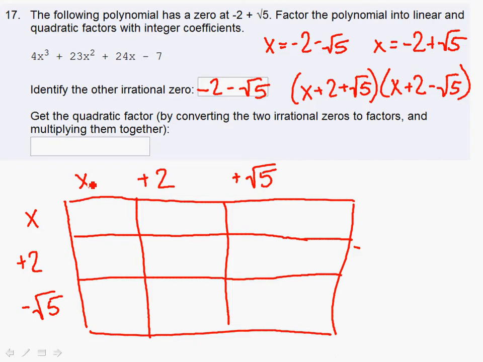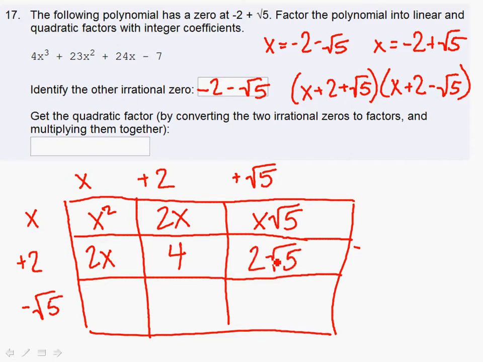my beautiful box. So x times x would be x squared. 2 times x would be 2x. And this would be x times the square root of 5. Next one we have 2 times x is 2x. 2 times 2 is 4. And then 2 times the square root of 5.